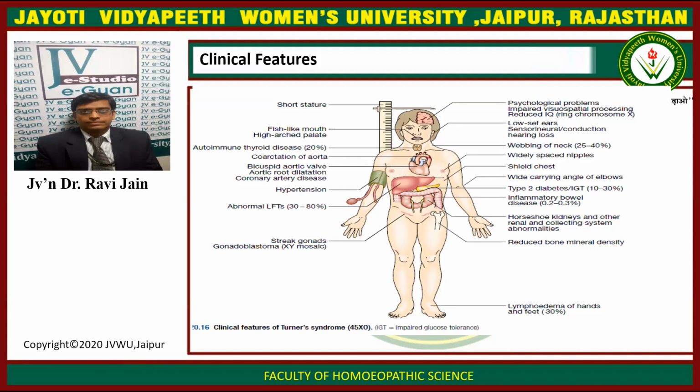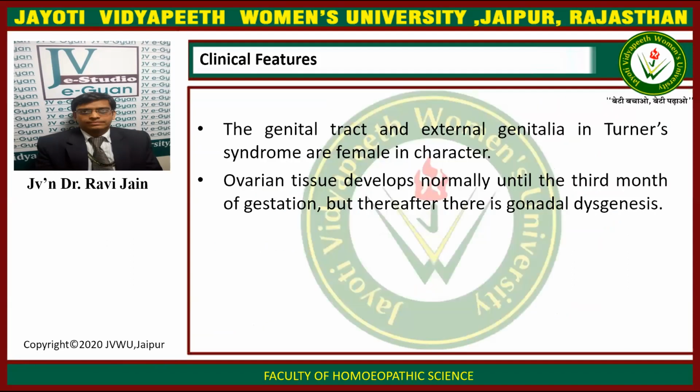that is in 25 to 40%, widely spaced nipples, shield chest, wide carrying angle of the elbows, type 2 diabetes or impaired glucose tolerance in 10 to 30% of cases, inflammatory bowel disease in 0.2 to 0.3% of cases, horseshoe kidney, and other renal or collecting system abnormalities. Reduced bone mineral density, and there is lymphedema of the hands and feet in 30% of the cases.